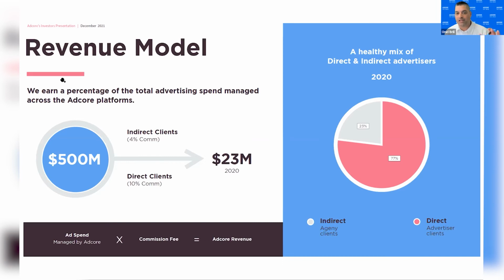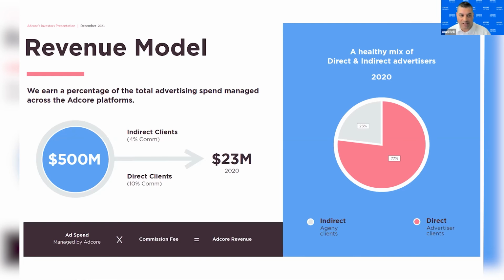So let's touch a bit on the Adcore revenue model. We have a very scalable revenue model. We take a percentage of the total advertising managed via one of the Adcore apps. And we have 2 main revenue streams. The first one is indirect clients. Usually it's going to be ad agencies that are licensing the Adcore Marketing Cloud or the Adcore apps in order to manage their own clients, or direct clients that work with Adcore directly.